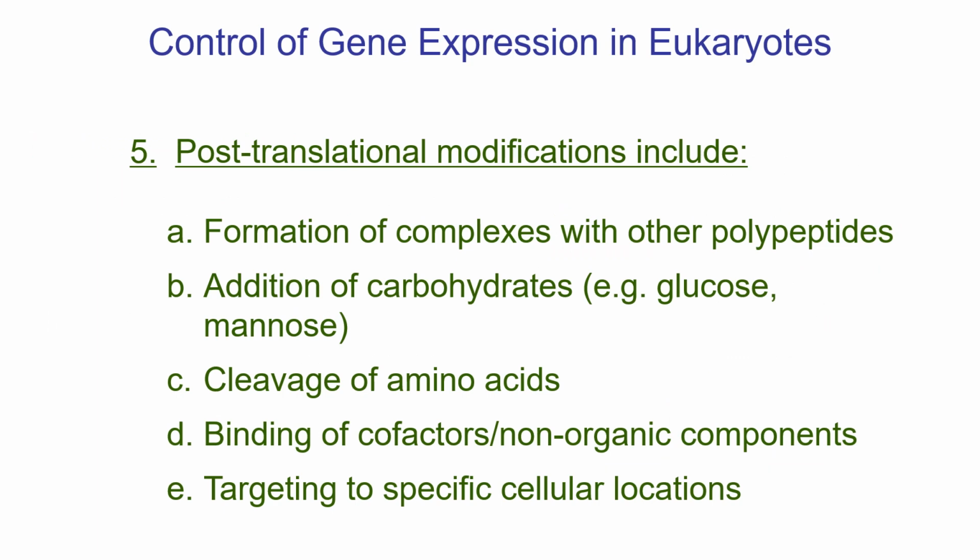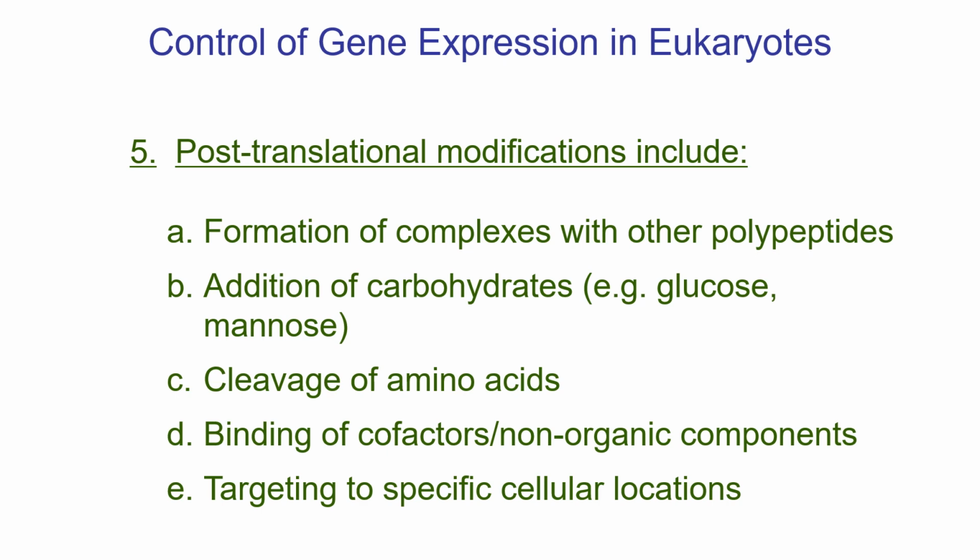Finally, we have post-translational modifications. So after the polypeptide is manufactured by the ribosome, there's still things that can happen to it. It's not done yet. So we can add carbohydrates. Most enzymes and channels and so on have to have some carbohydrates added before they're active. We have cleavage of amino acids. Cleavage is just a fancy term for cutting. So we can cut off some amino acids and change the protein after it's actually manufactured.